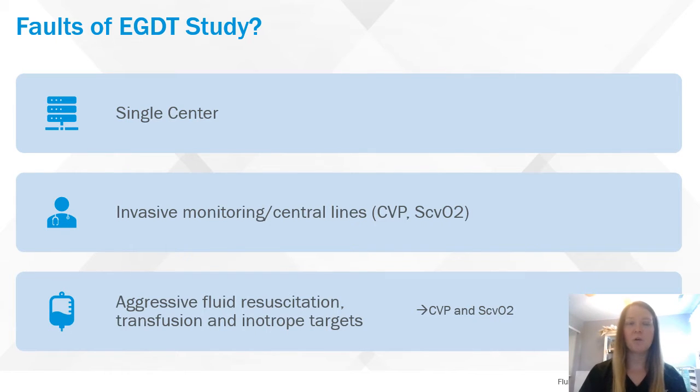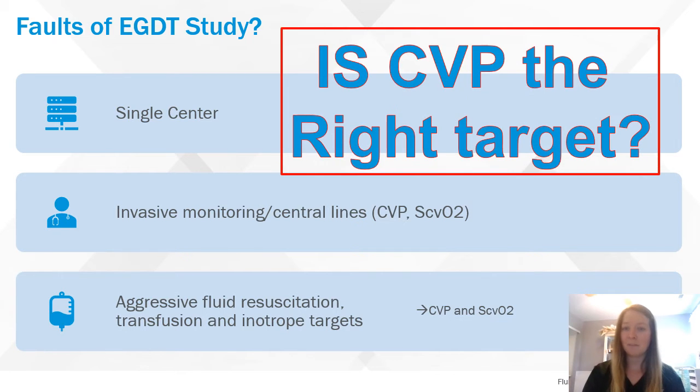But first, I just want to go over some faults and point out a few things in this EGDT study. So first of all, it was a single center study. Second, they used a lot of invasive monitoring, meaning during this study, they had to put central lines in every single patient. And third, most importantly, they had a lot of aggressive fluid resuscitation and transfusions and inotrope targets with CVP and SCVO2.